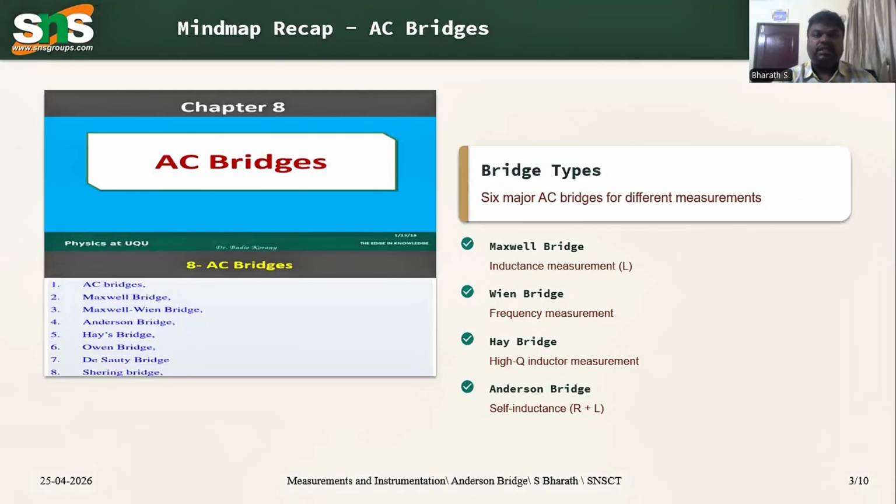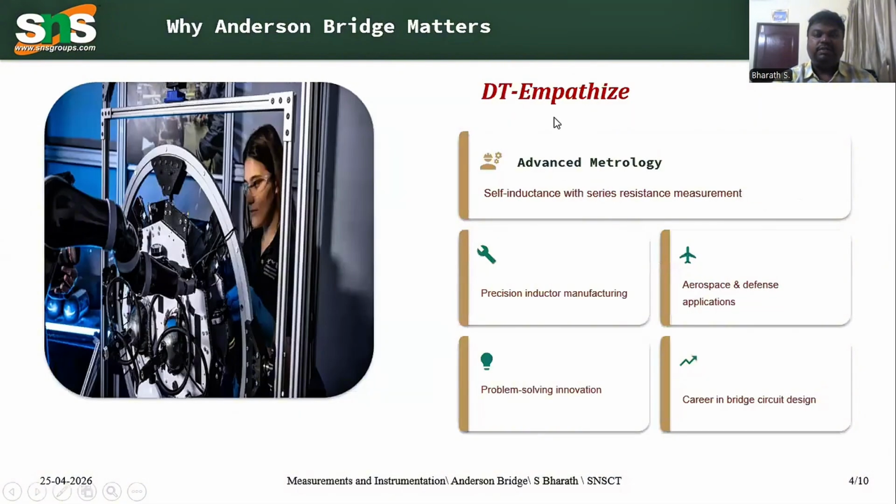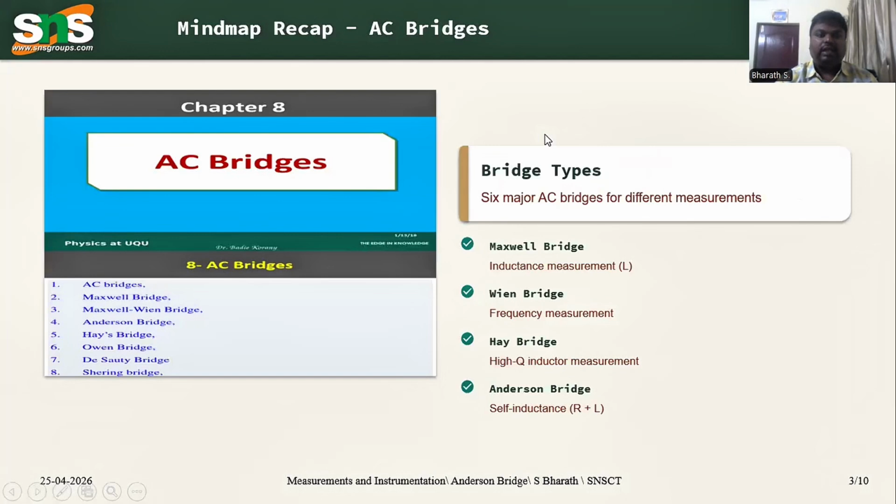Let's understand the concepts of these bridges. We have major bridges for different categories. Maxwell's bridge is used for inductance measurement. Wien's bridge is used for frequency measurement. Hay's bridge is used for high-Q inductor measurement. And Anderson's bridge is used for self-inductance measurement.